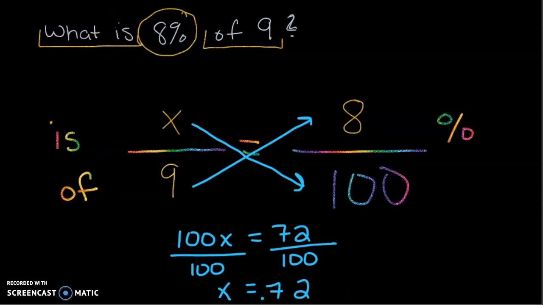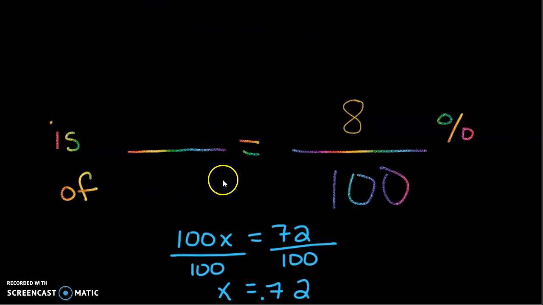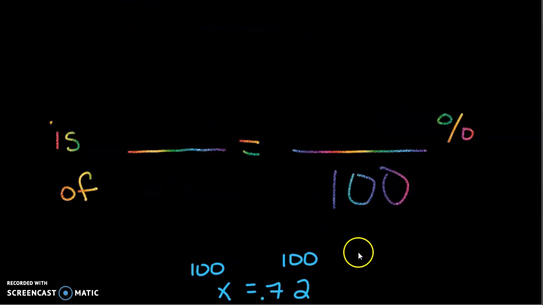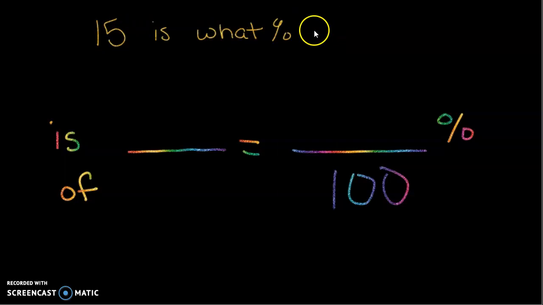So this example is me missing my "is." Let's do another one. What if I'm missing something else? Let's try this. I'm just going to erase all of this, because I told you, every single time, just start out with is over of equals percent over 100. So in this example, let's do, I'm so sorry, 15 is what percent of 18?